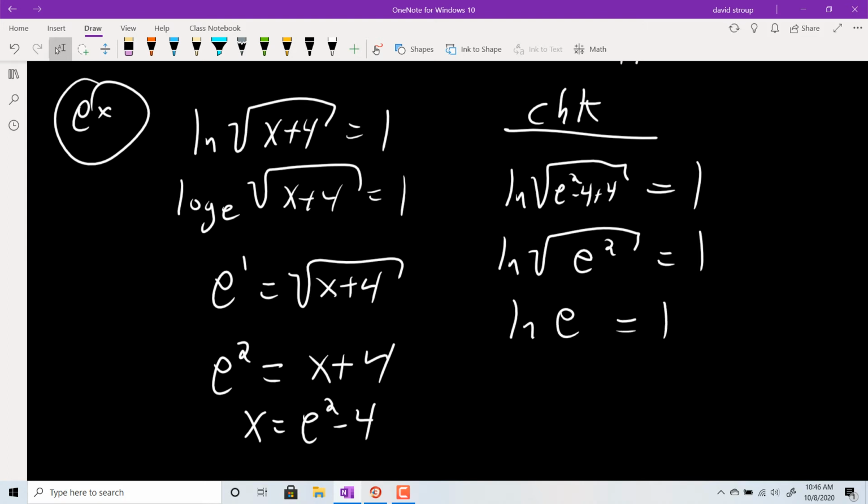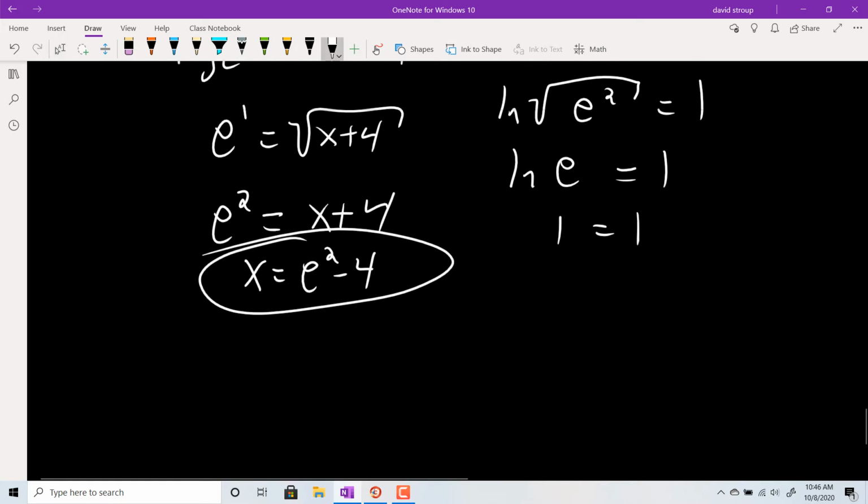And then ln of e is 1. 1 equals 1, so it's a solution, and you can circle it. There it is. Okay, it works. Check.